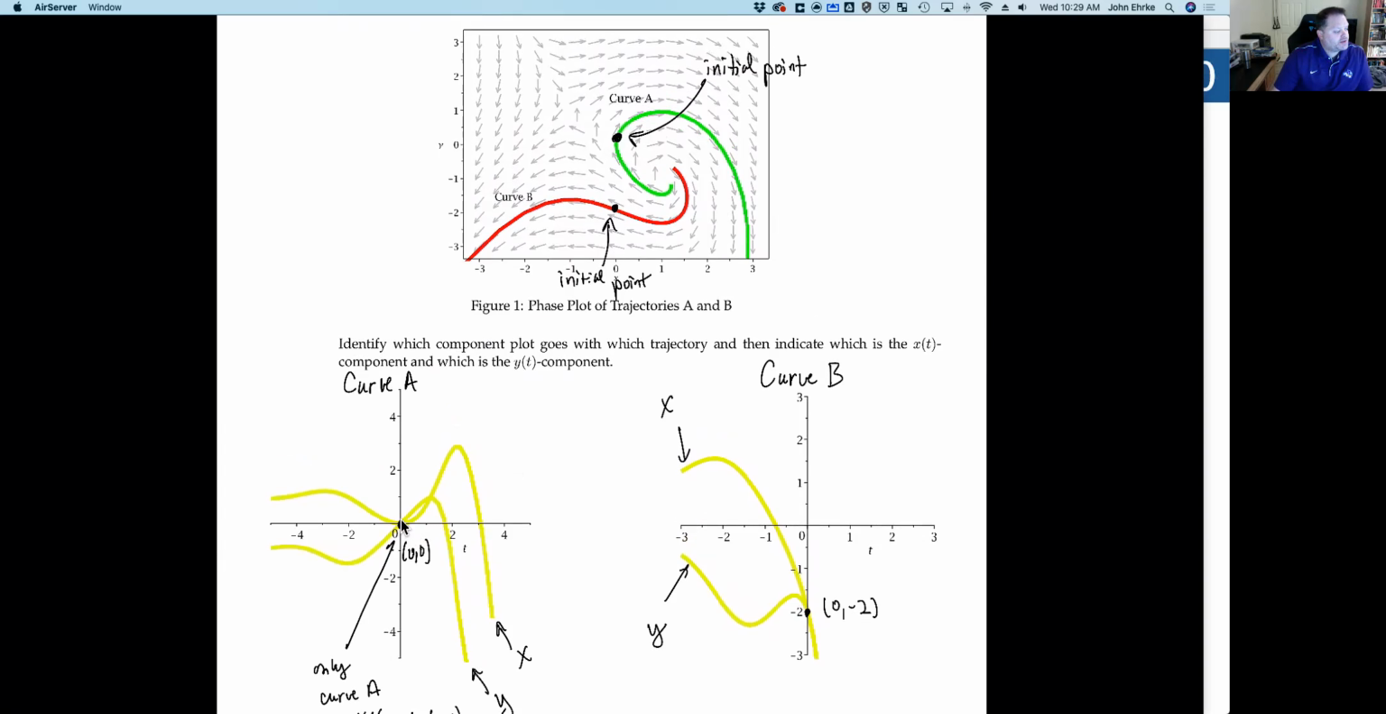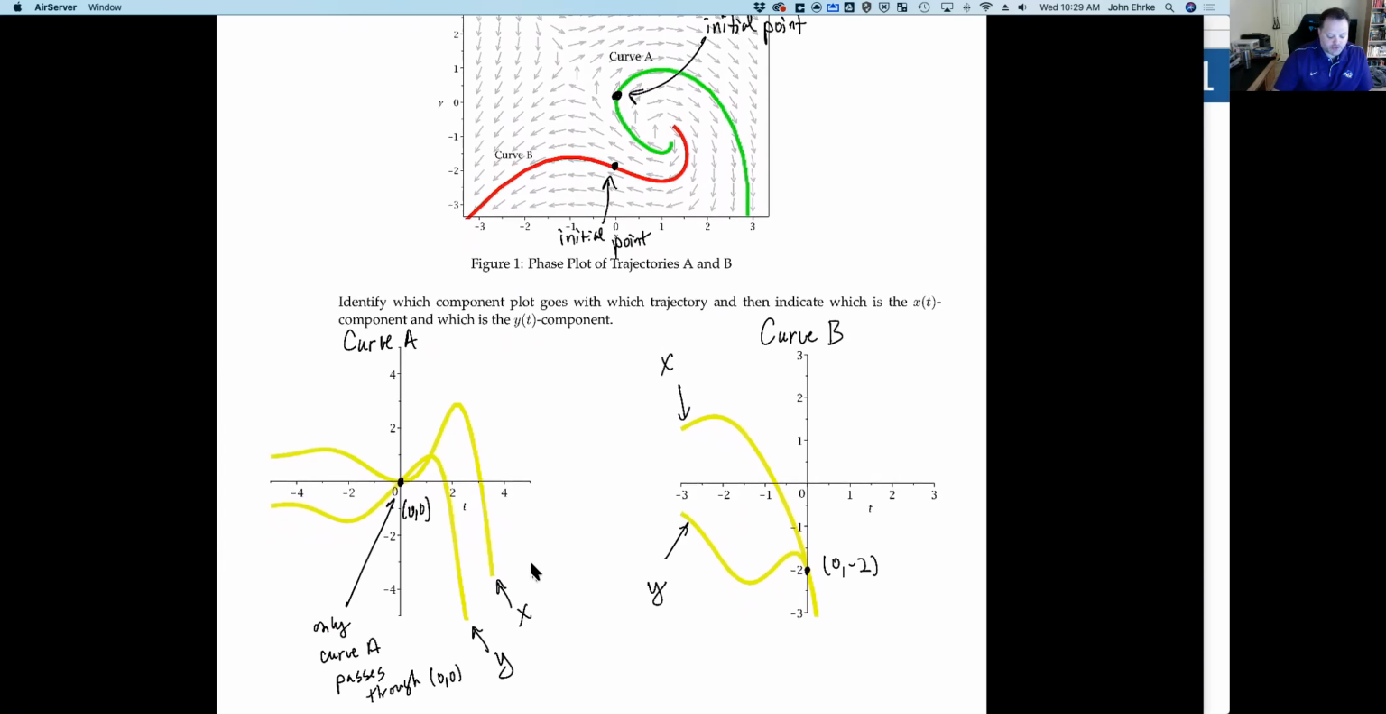And so this Y is decreasing. It gets a negative value, decreases faster than the X does. And so that's how I knew which one was X and which one was Y. That's what I looked at. You could have looked at something different, but this top component curve should be the X component, and the bottom component curve here should be the Y component.